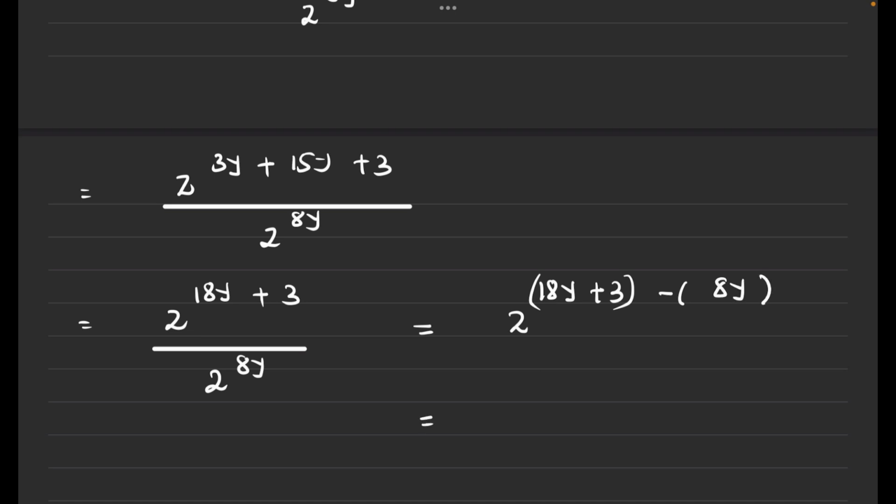So my answer is going to be 2 to the power 18y minus 8y. That's going to be 10y. And then I'm going to add a 3. So this is my final answer.